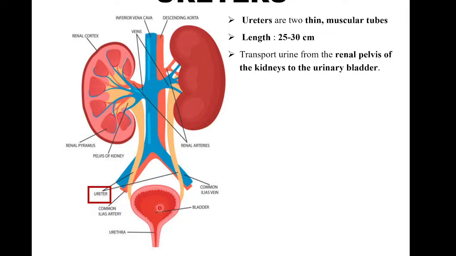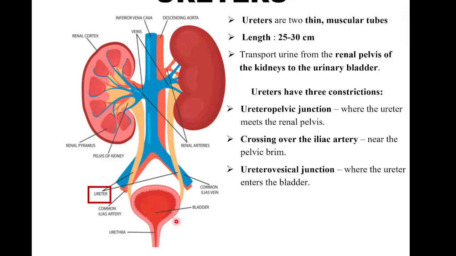The ureter has three constituents. Number one is the uretero-pelvic junction, where the ureter meets the renal pelvis. If you come below, you'll find a crossing over the iliac artery near the pelvic brim. And the next junction is the uretero-vesical junction, where the ureter enters the bladder.